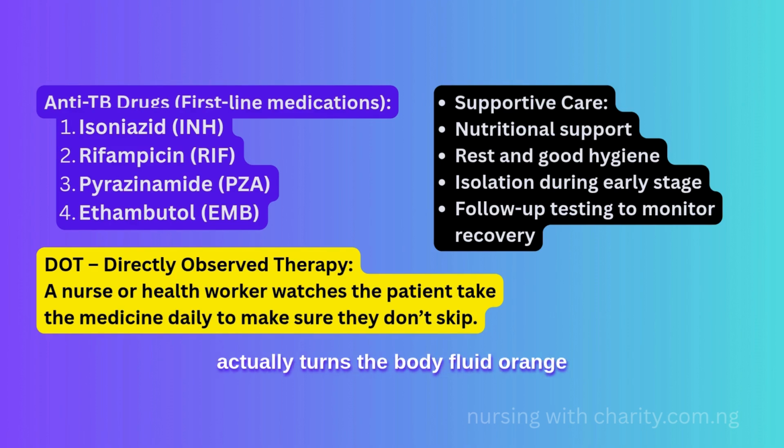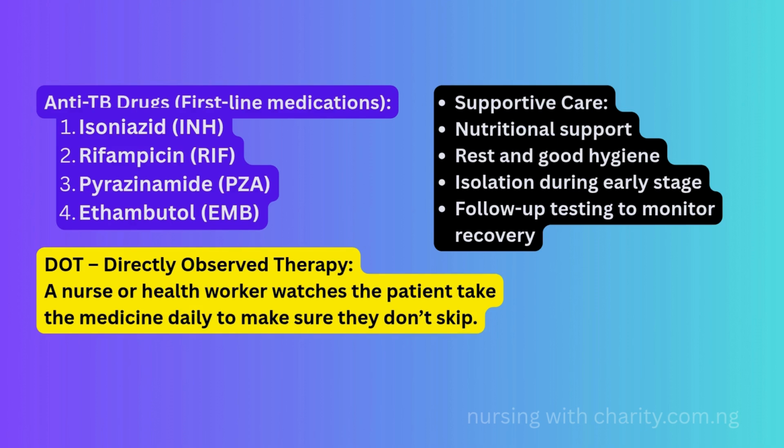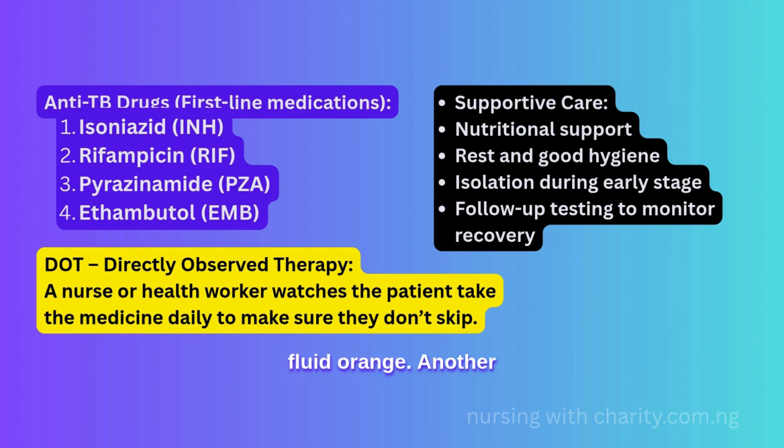Number two, when we are treating someone with rifampicin, it actually turns the body fluid orange and reduces the effectiveness of oral contraceptives. So if you are treating someone with rifampicin and the person calls you, nurse, doctor, please, I went to the toilet and I found out that my urine is red. Does it mean that I'm bleeding? Just ask the person, are you taking rifampicin? If the person says yes, tell the person that that is an effect of rifampicin. It turns your body fluid orange or red.